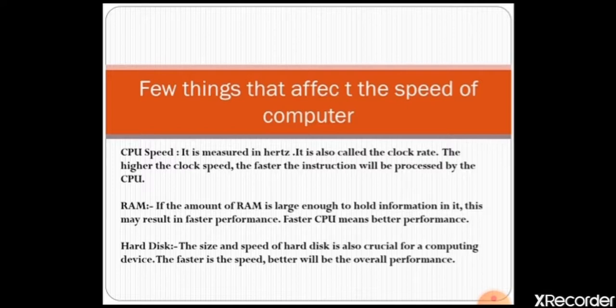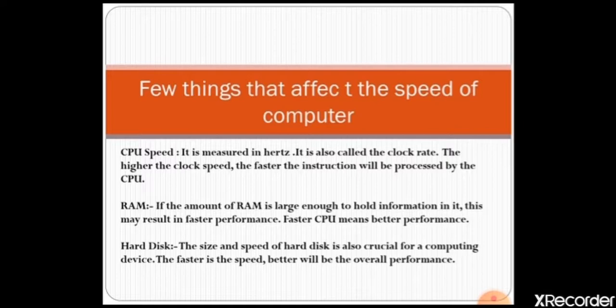CPU speed. CPU speed is actually the CPU clock speed, and it is measured in hertz. It is also called clock rate. This speed is a measure of how many clock cycles a CPU can perform per second. The higher the clock speed, the faster the instructions will be processed by the CPU.